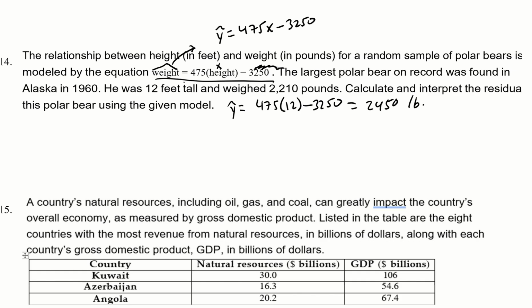And then it says it was actually 2,210, so that's the y. Okay, so residual equals y minus y hat, 2,210 minus 2,450. So that's negative 240 pounds.